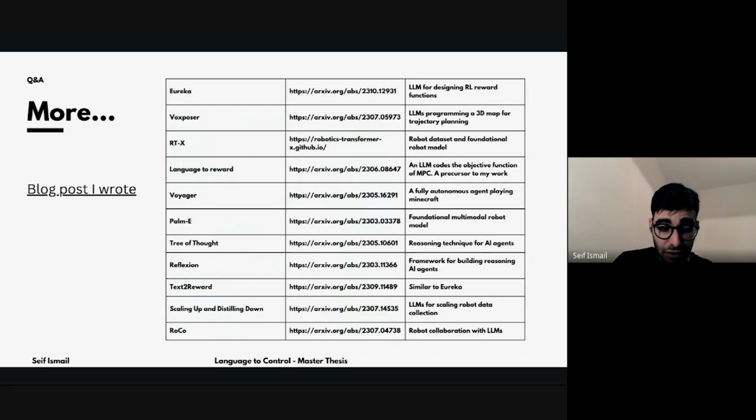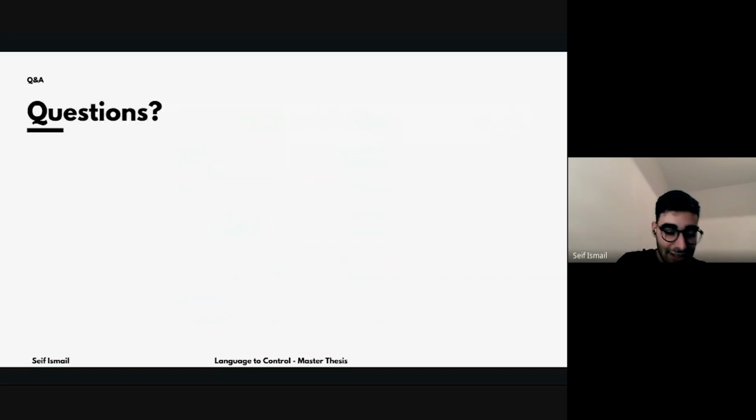This is pretty much it. This is more work that I think is really interesting, and it goes in the direction of, okay, how to use the newly rising LLMs with robotics and with agents in general, and also blog posts are both. I'll share the slides on Discord later. And yeah, feel free to shoot me some questions.